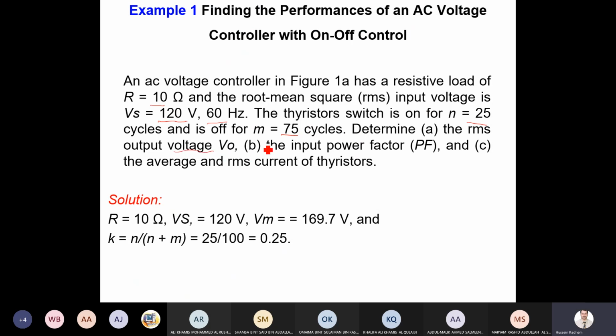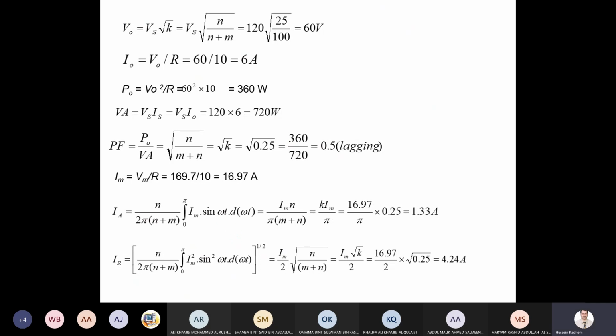We have the formula. Then the input power factor, which will be at the end, output over input, and the average and RMS current of the thyristor. Okay, I have everything. He gave me R, he gave me VS, and definitely I can find VM by multiplying by square root 2. The constant K, which is n over n plus m, I can find now because he gave me n and m. Now I come to work.